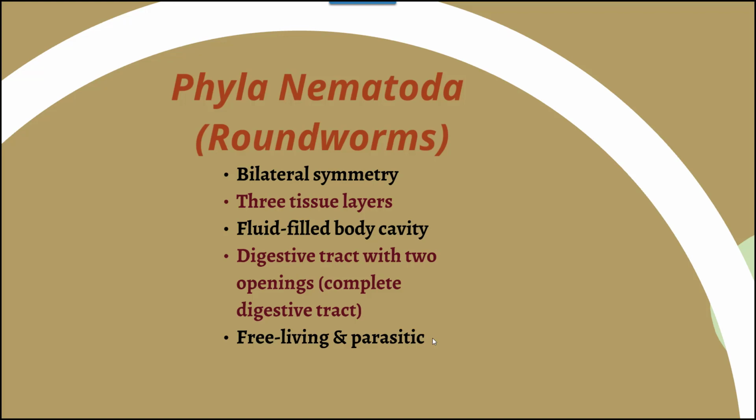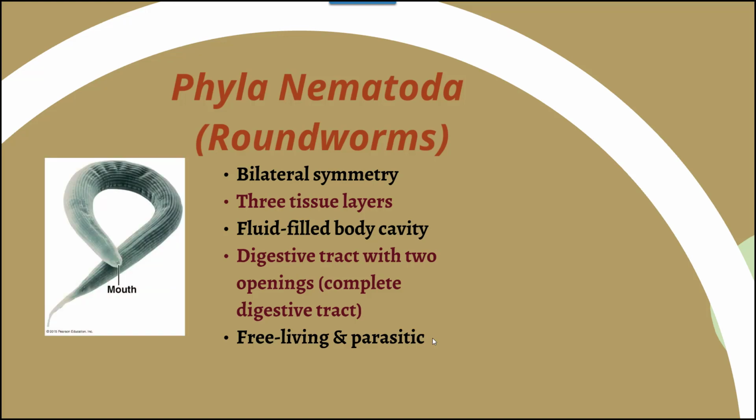Next we have the phylum Nematoda, or the roundworms. And here we have yet another interesting type of worm. These are going to exhibit bilateral symmetry. They have the three tissue layers. But now we have a fluid-filled body cavity within these roundworms, and their digestive tract is going to be complete. So they're going to have two openings, a mouth and an anus.